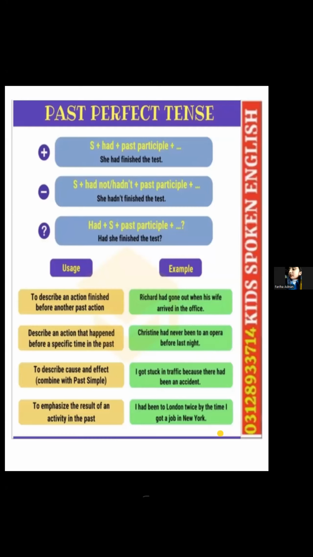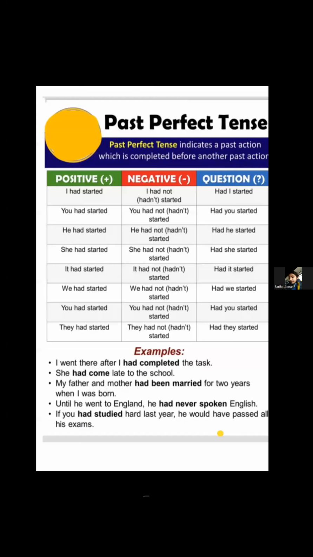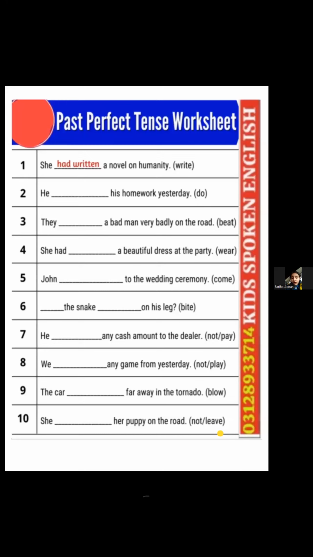Okay. Hafsa, kindly make one sentence of past perfect tense. I had not completed the task. Perfect, dear. Really well done. Okay, so dear students, let's move on towards the exercise. Tell me, is my screen visible to all of you? Yes, ma'am.